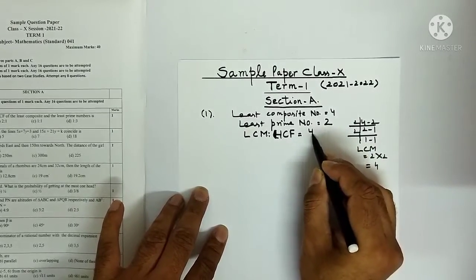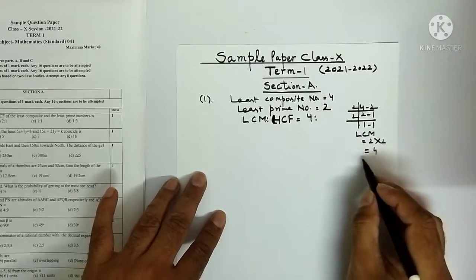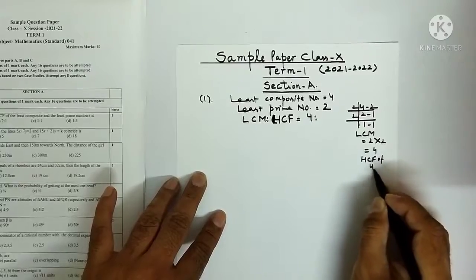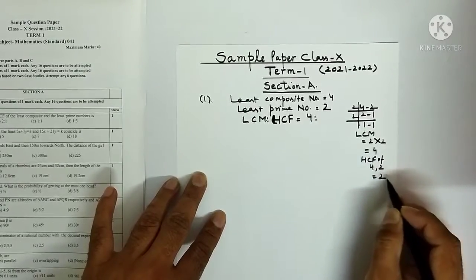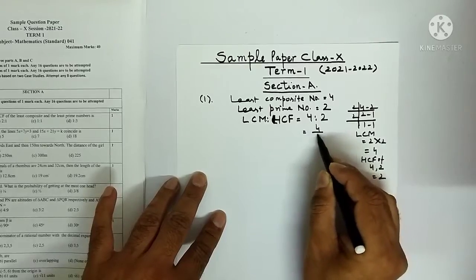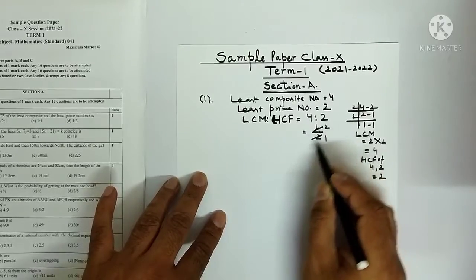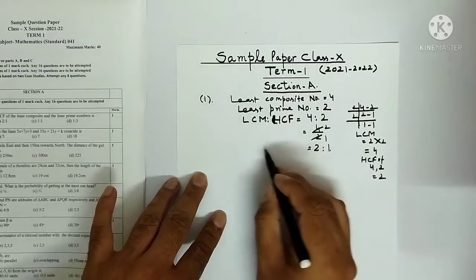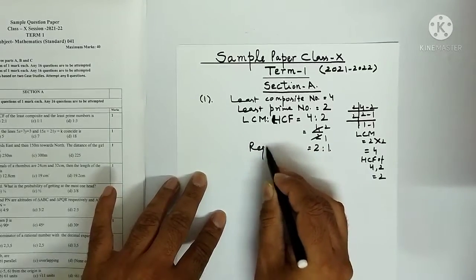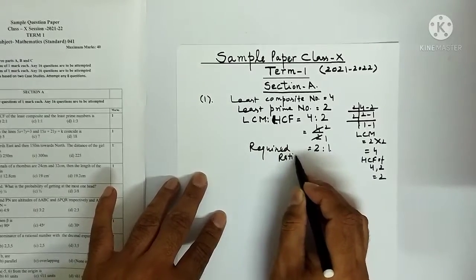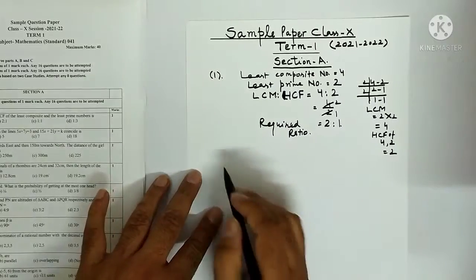So 4 ratio, now we need to take the HCF. The HCF of 4 and 2 is 2. So 4 ratio 2, that is 4 over 2, 2 ones are 2, 2 twos are 4. So the required ratio is 2 ratio 1. This is the required ratio, 2 ratio 1.